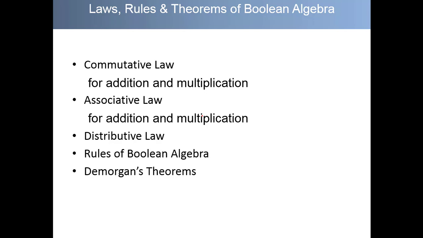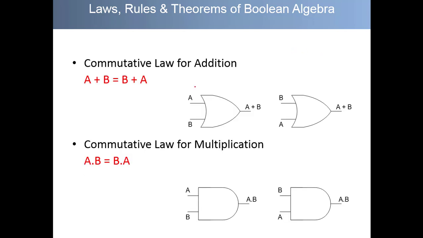Now we have discussed a few basic concepts of Boolean algebra. It's time to discuss some fundamental laws and theorems that are useful to solve Boolean expressions. The first law is the commutative law. This law states that if we have two binary variables a and b, then a plus b is equal to b plus a.